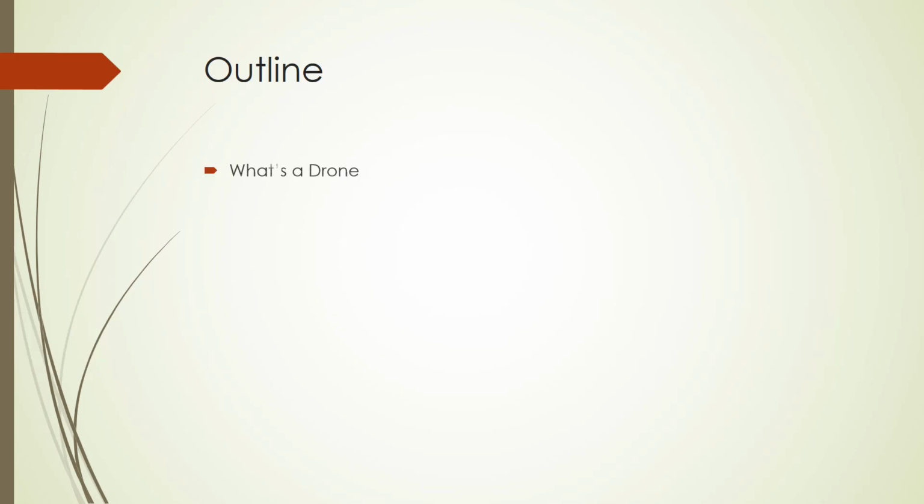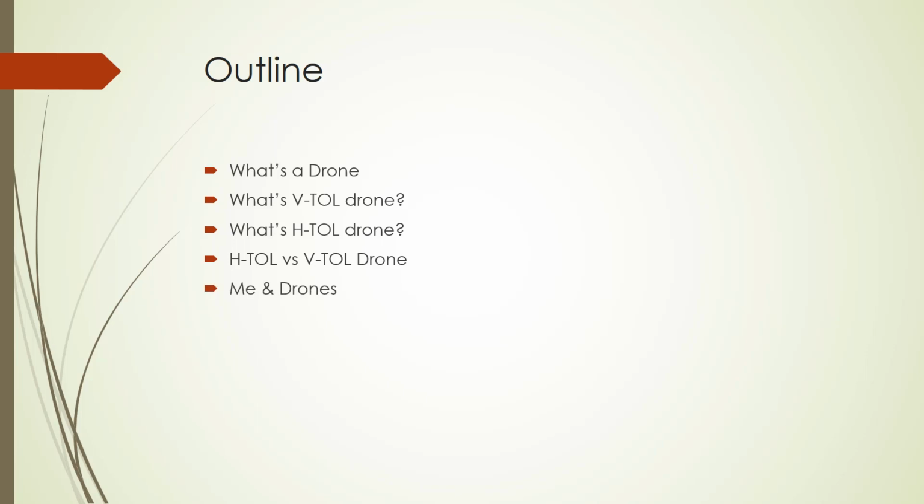So we have what's a drone. In the first class, we'll talk about what a drone is and give the proper definition of a drone. Then next we'll talk about what's a VTOL, which is a vertical takeoff and landing drone. Then horizontal takeoff and landing. We talk about the comparison between these two types of drones. Then we go into me and drone. So you're going to see my picture and the drone and the two kinds of drone we emphasized here.